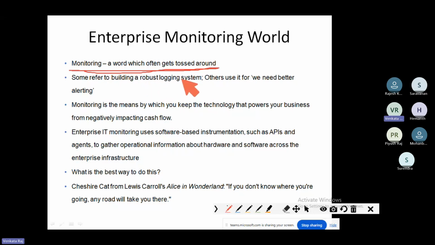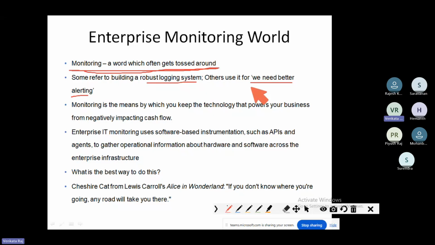Now, people only think that if we have a robust logging system, we are done with monitoring. But some people say if we just have proper alerts, then we are done with monitoring. But guys, they are not exclusive to each other. Yes or no? Logging only cannot work. Similarly, alerting only cannot work.